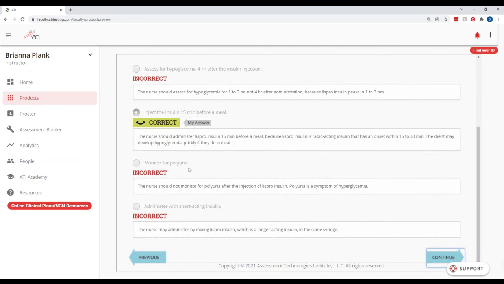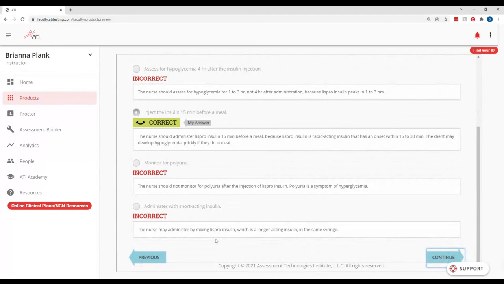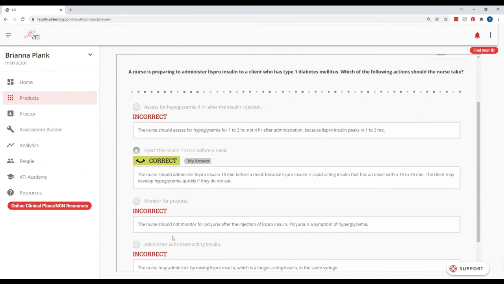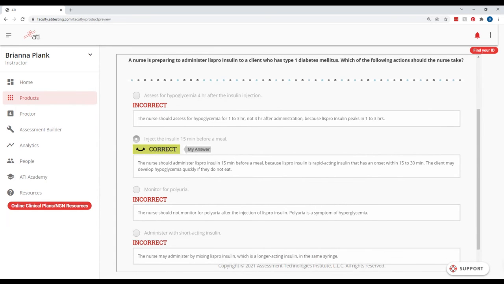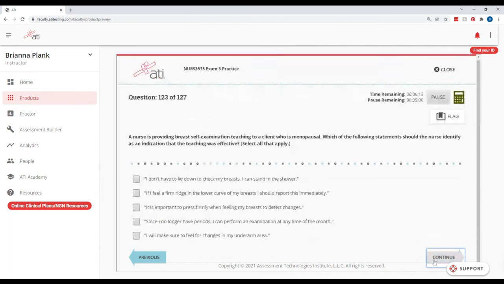Polyuria, that would be hyperglycemia. We want to check 1 to 3 hours, not 4 hours, because we're going to peak at 1 to 3. And this is confusing. This is confusing because it's like saying maybe we would do it. But this is the most correct, I guess.